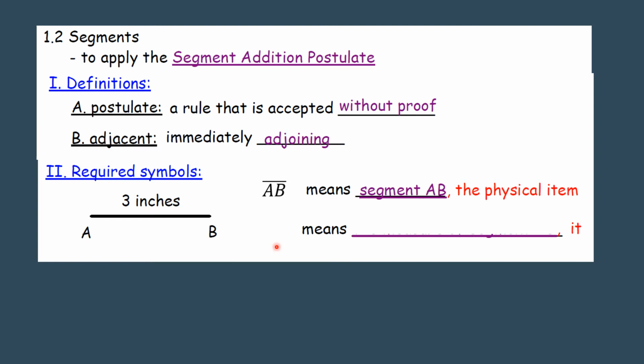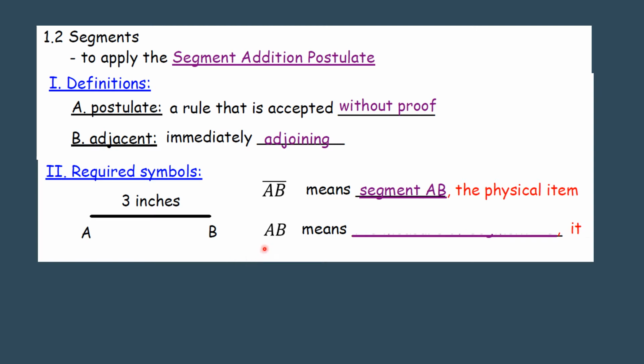I could use a ruler to draw a segment, to point out something on the board. So anything that I can physically touch is going to have the segment symbol over the top, meaning I can touch that. But you'll notice that our segment AB is 3 inches long. Now I know we can measure 3 inches with a ruler, but the measurement itself is not the ruler. It's a number, and you actually cannot touch numbers. You can touch the ruler, but you can't touch the numbers. So that's a totally different symbol.